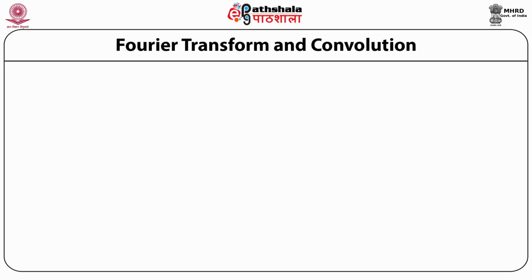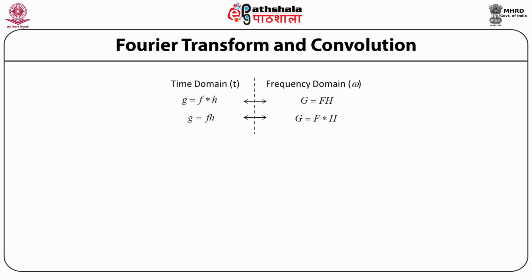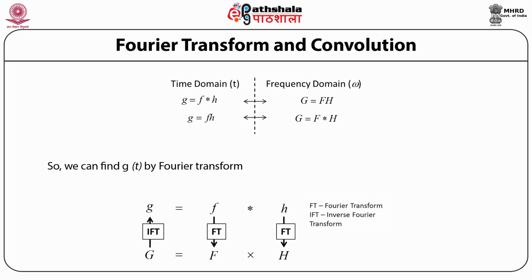Fourier transform and convolution. Continuing from the previous slide, anything that is a convolution in the time domain will become a multiplication in the frequency domain, and a convolution in the frequency domain will become a multiplication in the time domain. And that's what the first two equations in the slide mean. Suppose we want to find g of t, and suppose we know h of t and f of t. We can take Fourier transforms, so then we will get capital F of omega and capital H of omega.